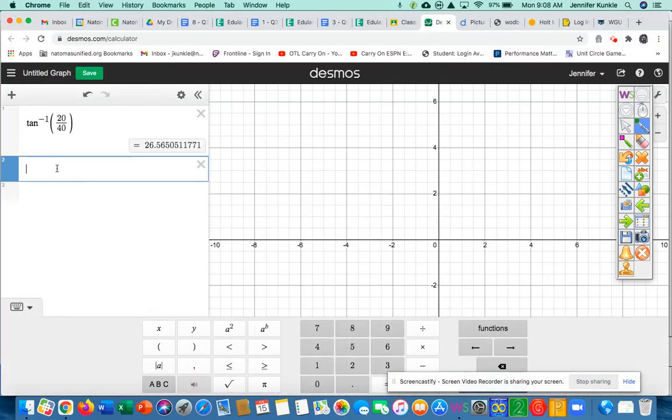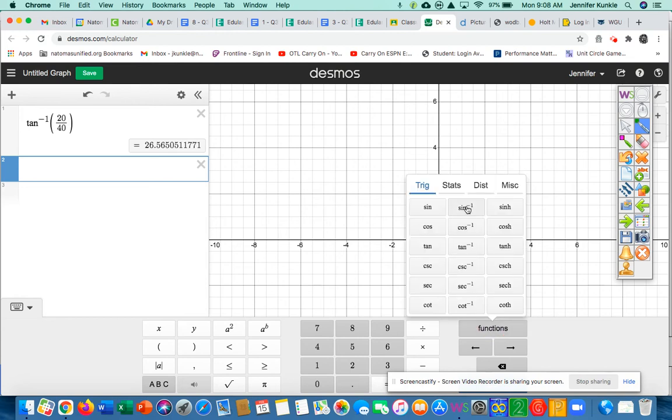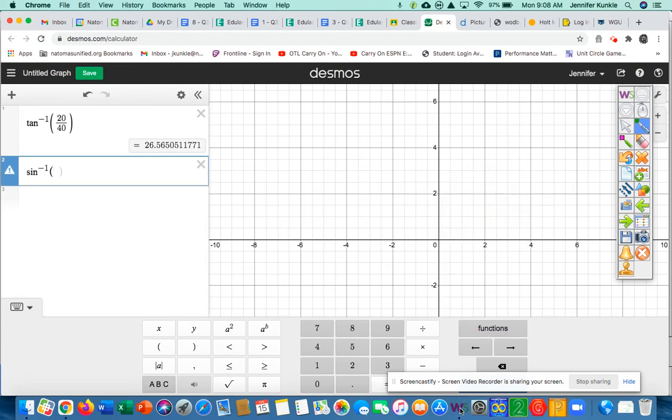I'm just going to go down here and make a new line. So I'll do sine inverse, 32 over 58. So 32 divided by 58. So 33.4. So I'm just going to keep that at 33.